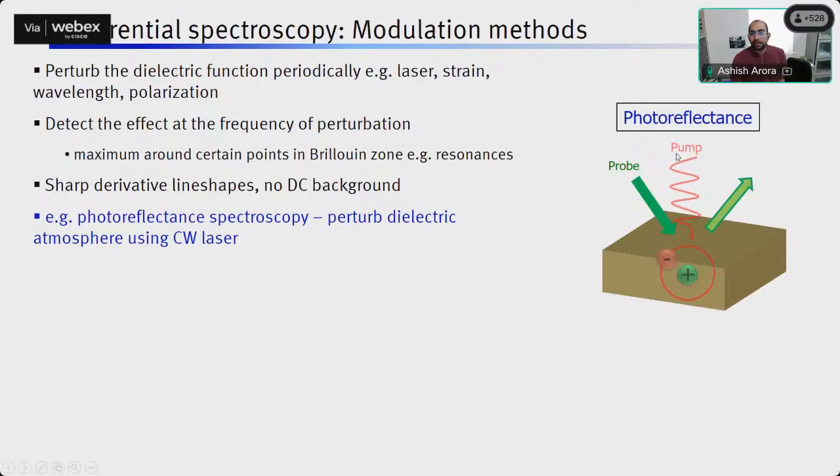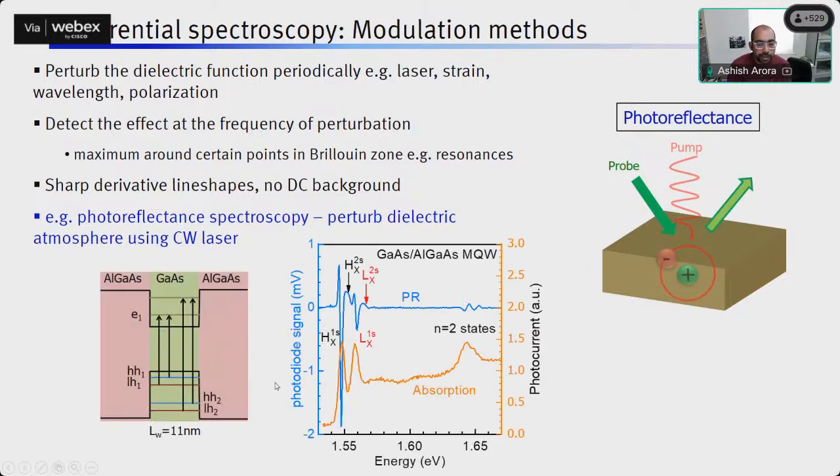And this is the example which I told you: we have a laser which is periodically pumping the sample, and we are measuring the reflectance or absorption spectrum from the sample periodically. At the frequency of this periodic perturbation, we notice a differential-like spectrum. Here is an example, and you will understand the power of this technique very soon.